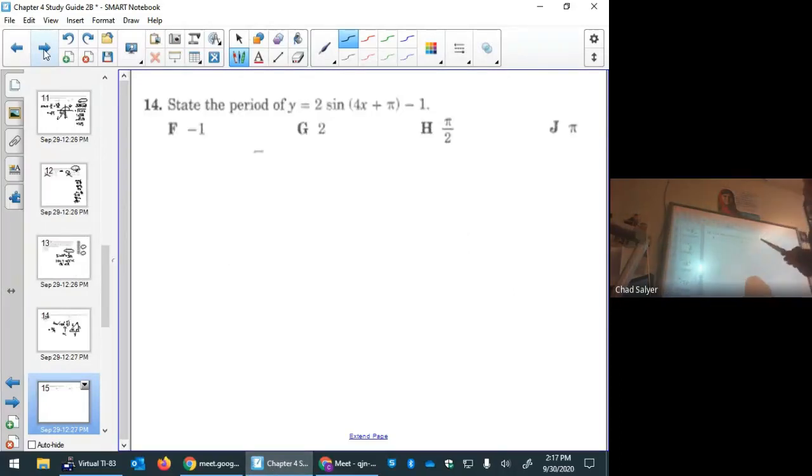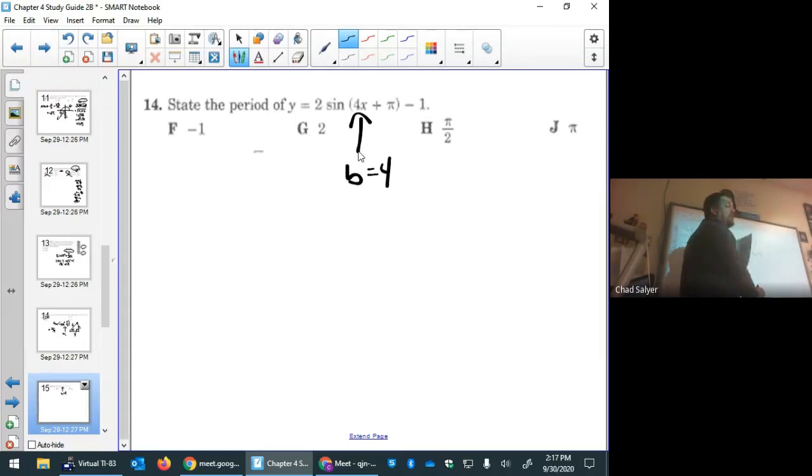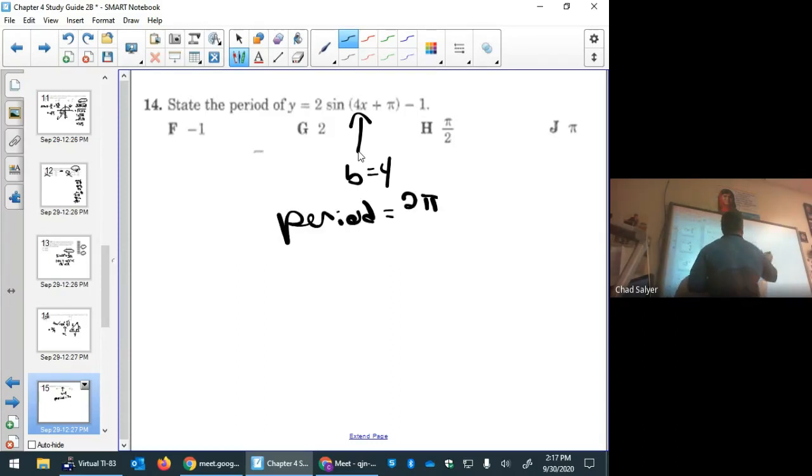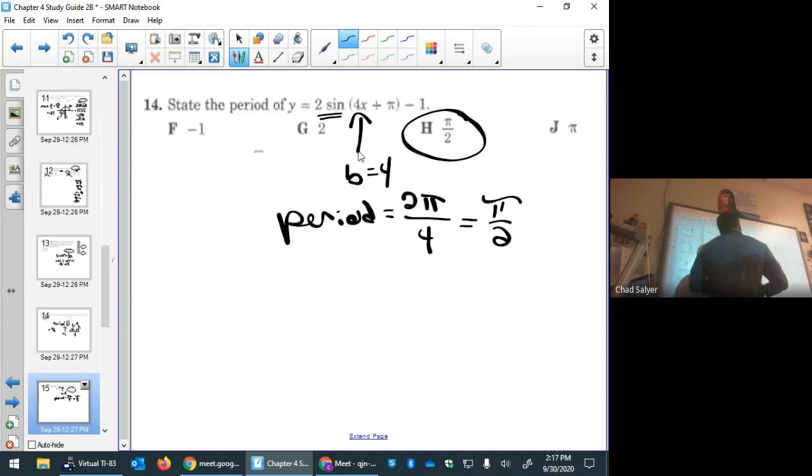Number 14. State the period of the following, and then it gives us a function. Remember, the period is impacted by the b parameter, which is in this case 4. So the period is going to be 2 pi, because it's a sine function. Sine function has a default period of 2 pi, divided by the absolute value of b, and so that's going to be pi/2. H is in hotel.